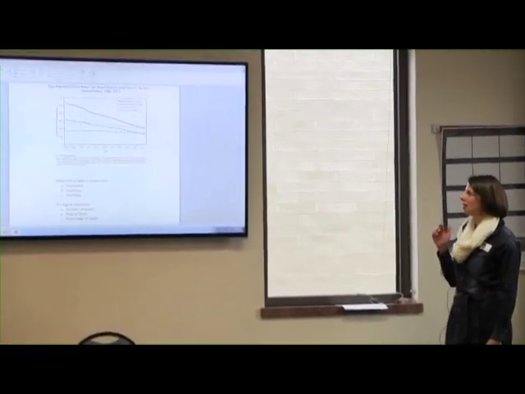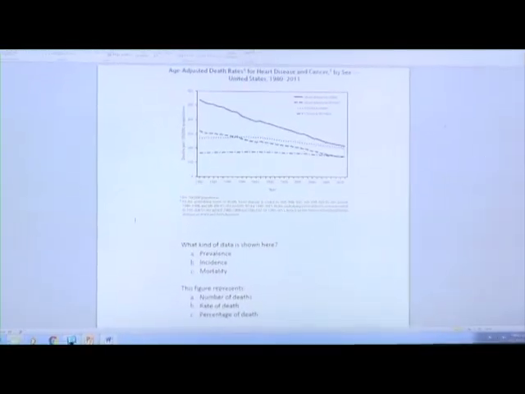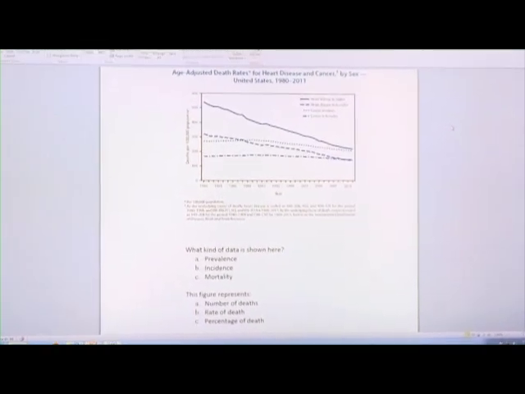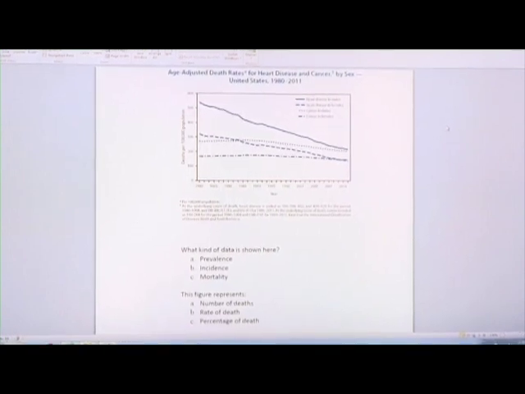Okay, so for those that are back in the room, we're going to refocus. We're going to go through a quiz as a group, and then we're going to move on to the second part of our presentation. Up here on the screen is a figure, and the title reads, Age-Adjusted Death Rates for Heart Disease and Cancer by Sex, United States, 1980 through 2011. The question is, what kind of data is shown here? Is it A, prevalence, B, incidence, or C, mortality?